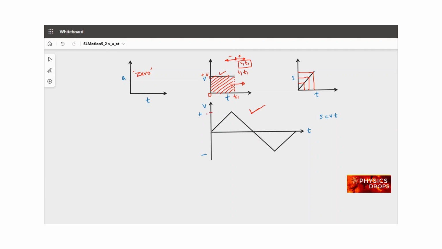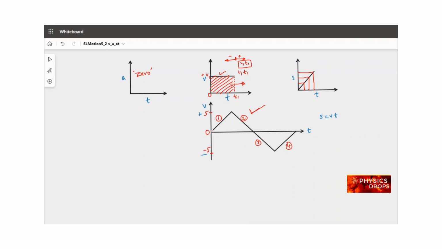Let's plot. Keep this as 5 meters per second, and this is minus 5 in the graph. This is 0. And we can divide this plot into 4 phases for study. Let's say this is phase 1, 2, this is 3, and this is 4. We know that if we calculate area under this curve, it is displacement. So let's look at it phase by phase.